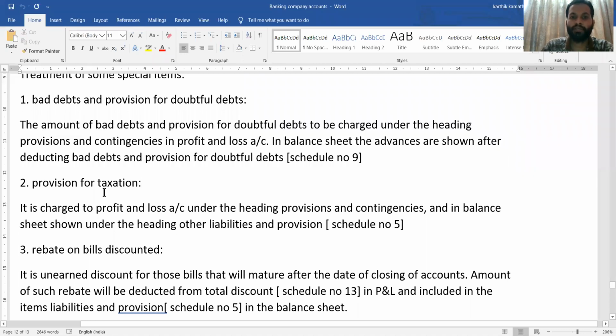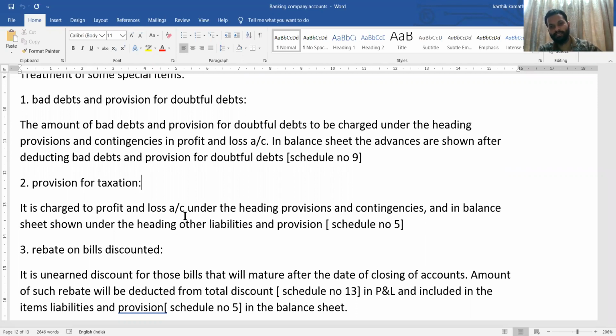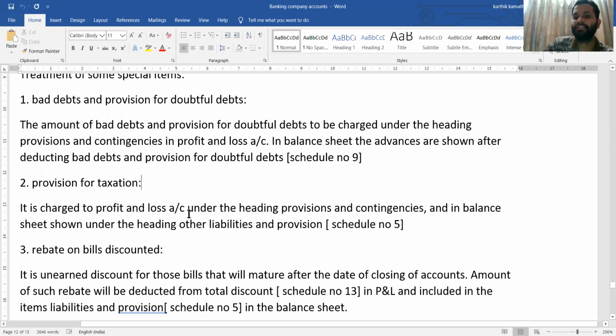Then provision for taxation. The second thing is provision for taxation. It is charged to profit and loss account under the head of provisions and contingency. I told, right, provision for taxation is also shown under provisions and contingency. And the same thing needs to be shown in schedule number 5, that is other liabilities and provision in the balance sheet. That is provision for taxation adjustment.